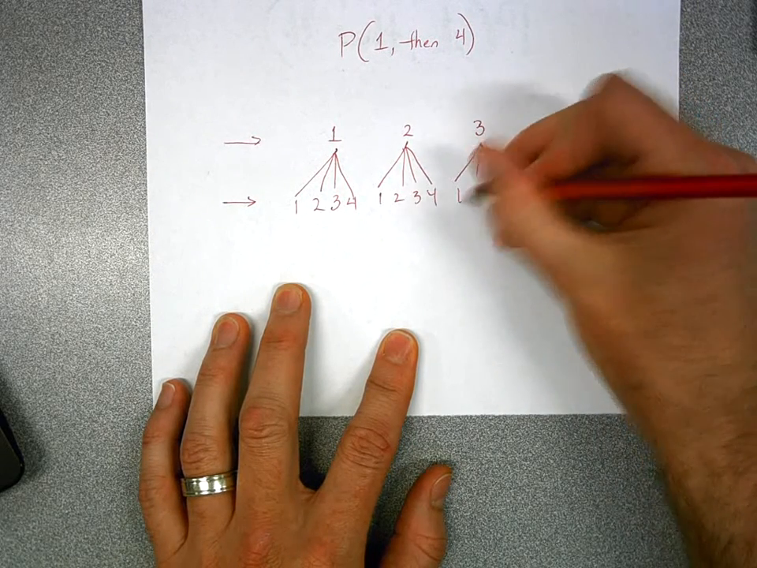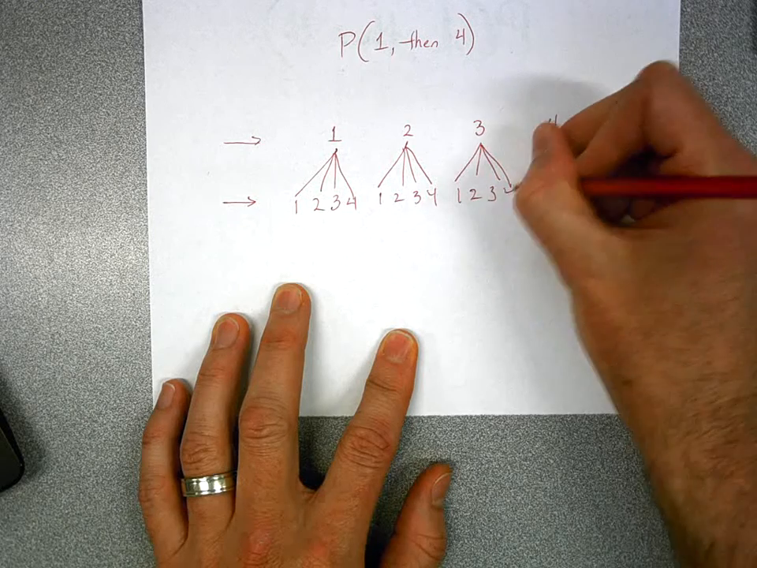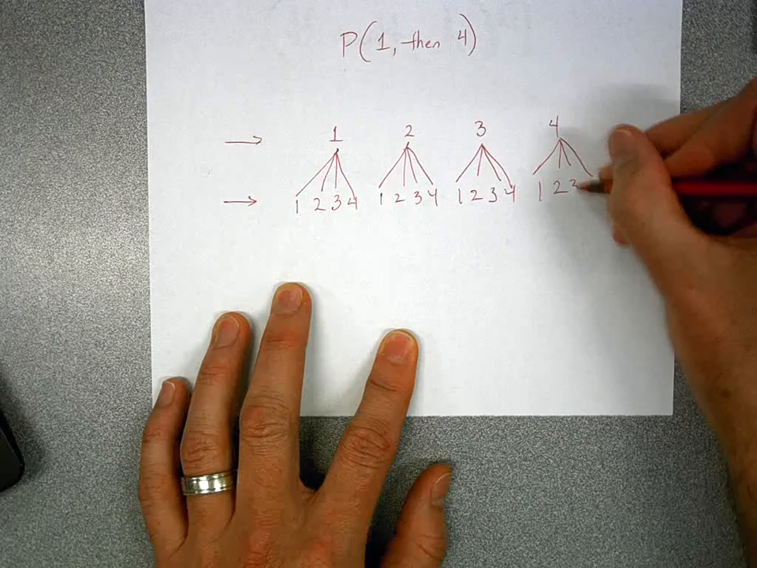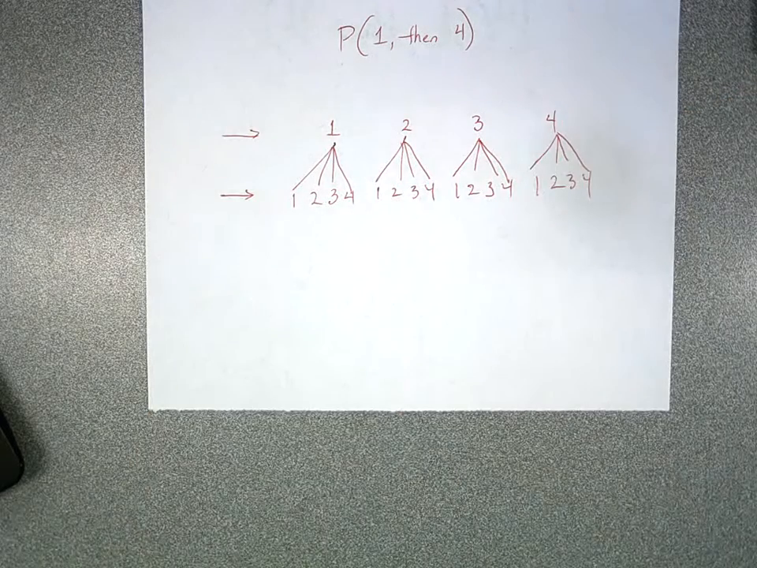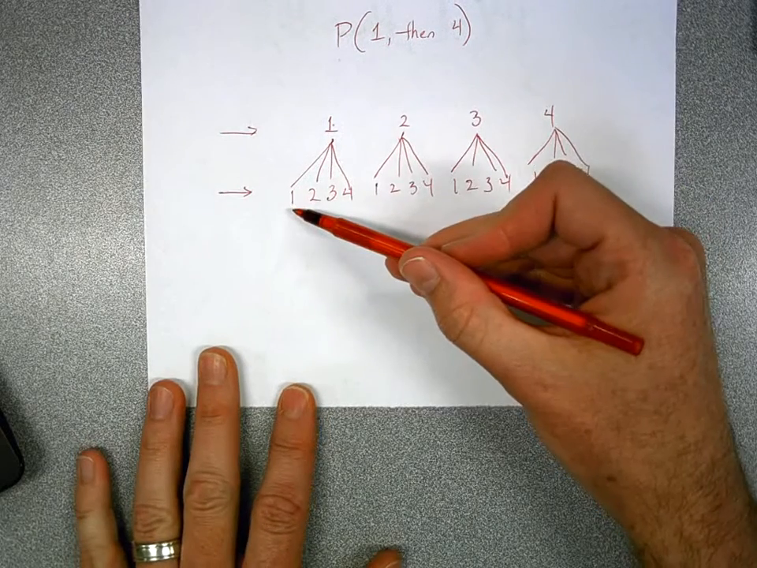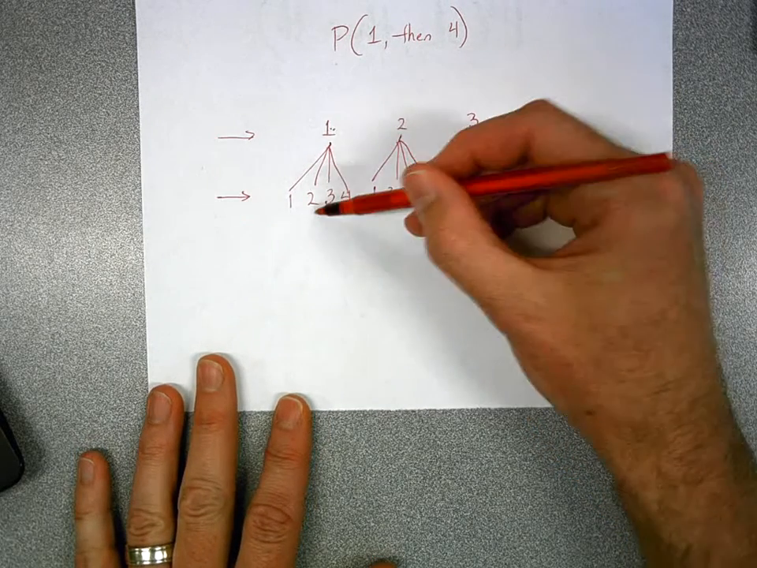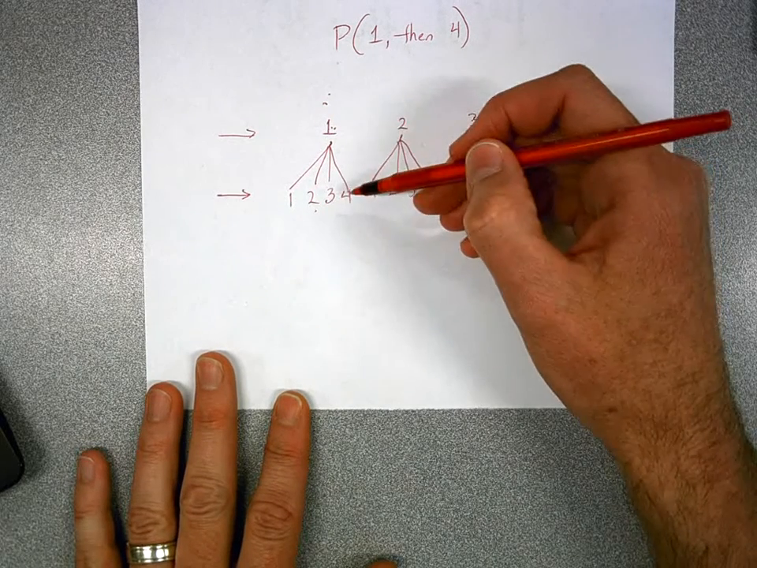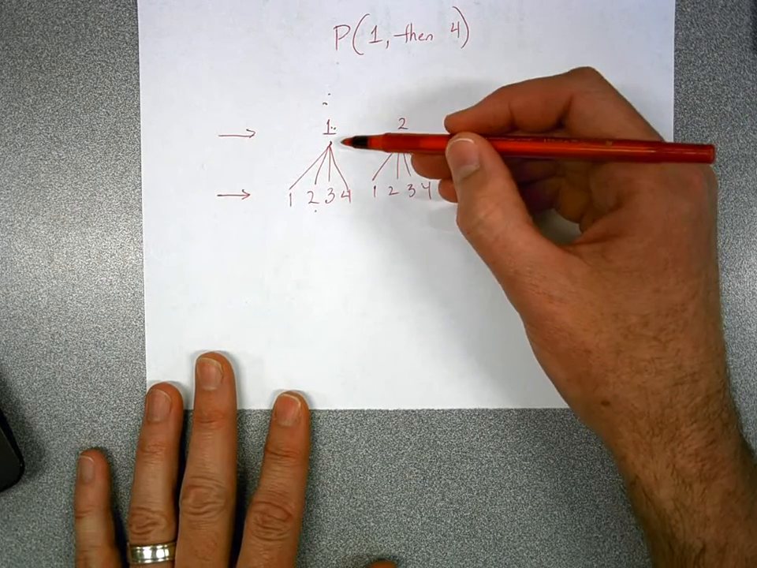A 3, 1, 2, 3, 4. And after I choose a 4, a 1, 2, 3, 4. To be able to read this, here's what this means. I can choose a 1, and then I can turn around and choose a 1 again. I could choose a 1 and then a 2. I could choose a 1 and a 3, or I could choose a 1 and then a 4. That's all if I chose a 1 first.